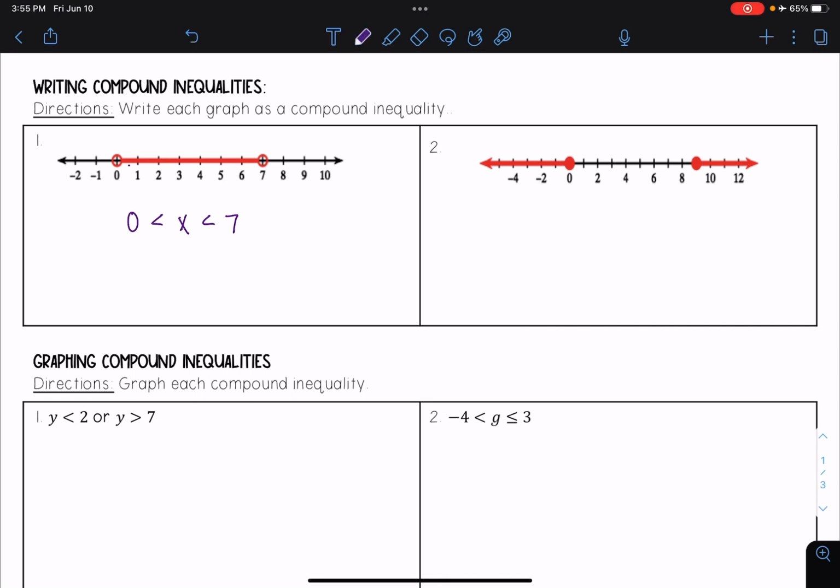Okay, and then looking at number 2, I see I have graphs that are pointing away from each other, so I know this is going to be an or statement. And so when writing an or statement from a graph, we're really just writing two different inequalities. So I see for this first one, I have my endpoint at 0, and I'm pointing to everything less than it. So this is going to be x is less than or equal to 0. And I put the less than or equal to because it's a closed circle. And then here I see this is at 9, is pointing to everything bigger than 9, so it's going to be x is greater than or equal to 9.